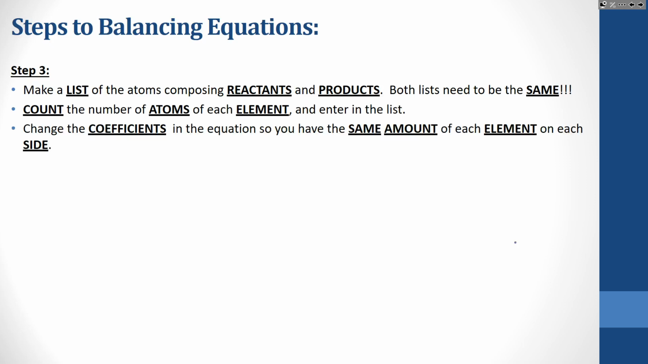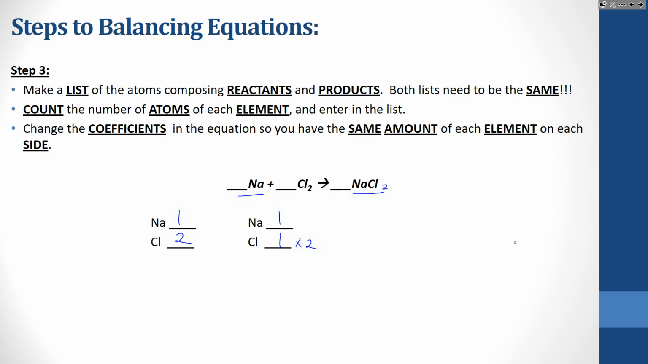So once we've got that, we're going to make a list on the reactant side and the product side. So let's look at the reactant side. There's one Na here, and there are 2 Cl's here. On the product side, I have one Na, and I only have 1 Cl. So we have to make this work so that I have the same amount of each element on each side. So I need to double the chlorines. How can I do that?